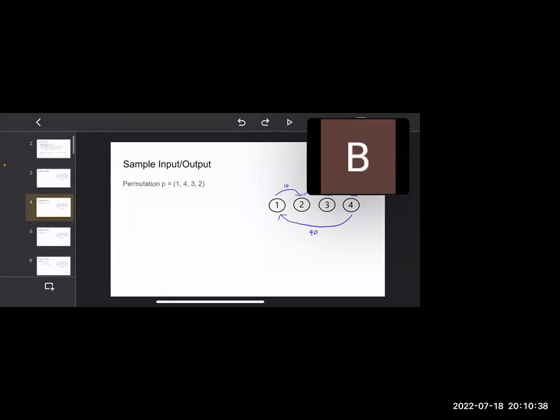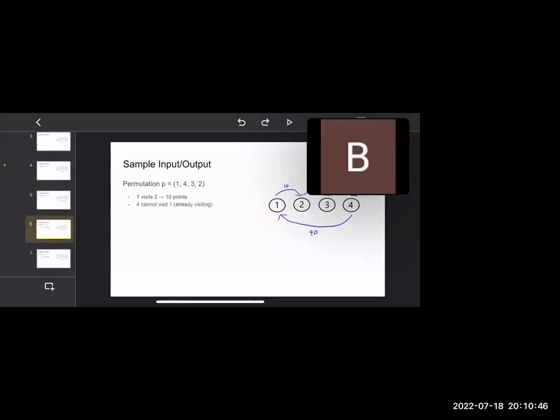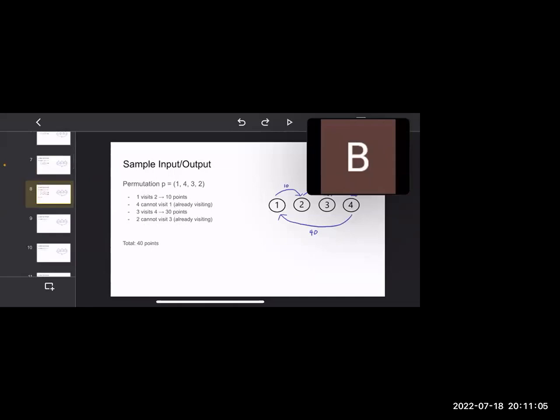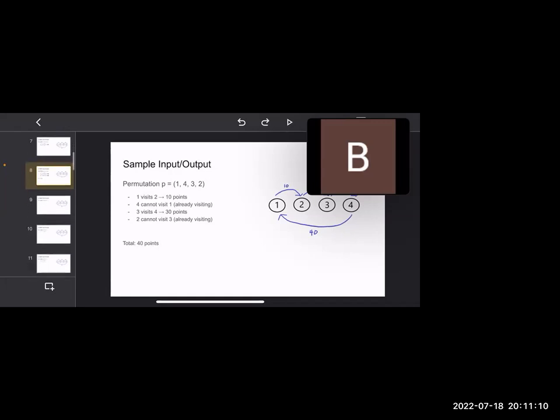So we could try this permutation 1, 4, 3, 2. So cow 1 visits cow 2, and then they generate 10 points. And then cow 4 will try to visit cow 1, but because cow 1 is already visiting cow 2, you don't generate the 40 points. Then cow 3 visits cow 4, and generates 30 points. And then cow 2 cannot visit cow 3 since 3 is already visiting. So in total, we have 40 points that we generate from this permutation or this arrangement of cows.